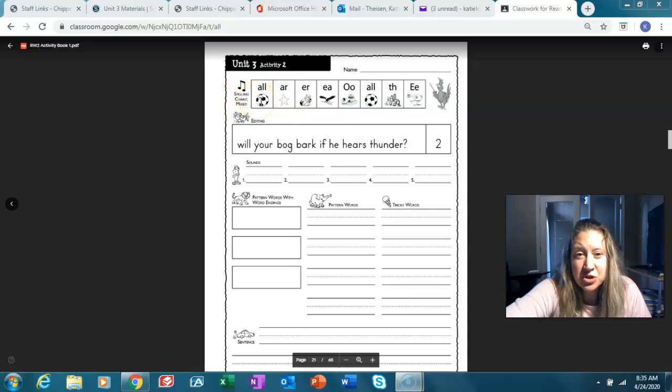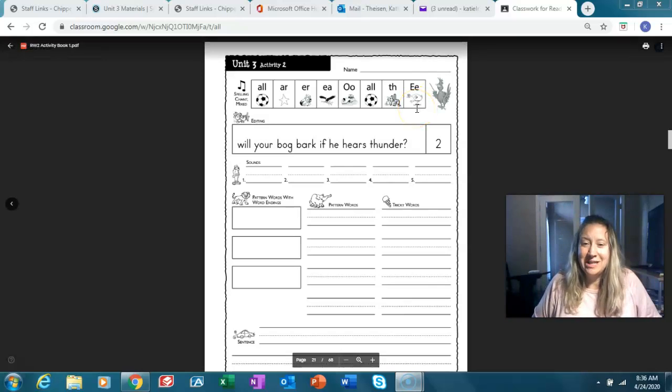The top part here is just reviewing some of our spelling sounds. So all will be spelled A-L-L. R will be spelled A-R. Er will be spelled E-R. E will be spelled E-A. Well, that's one of the spellings. The short O sound will be spelled with an O. All, once again, is A-L-L. Th is T-H. And E by itself is another spelling for the long E.